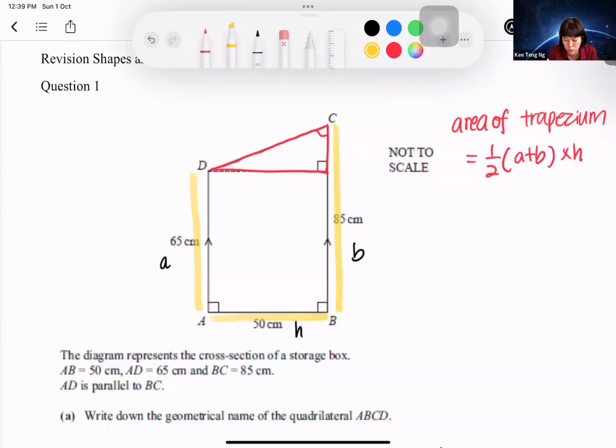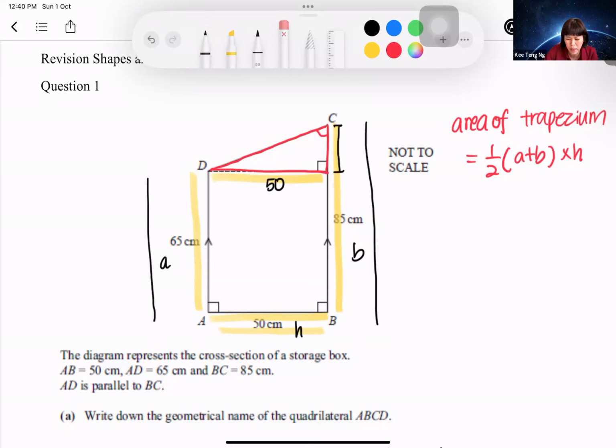Okay, firstly, we know that this portion over here is 50 cm. So this length will also be 50 cm. Next one, what do we know? We know that the whole length over here is 85. This portion is 65. So how much is the small portion over here? I take the whole thing, 85 minus 65, to give me 20. All right. So in this case, I have the triangle over here.